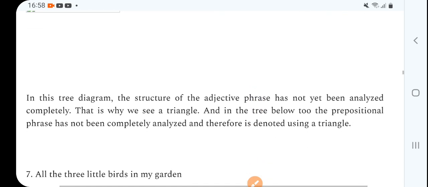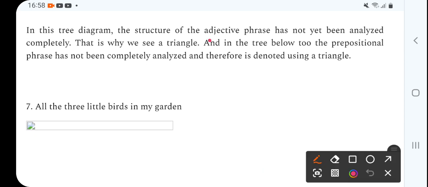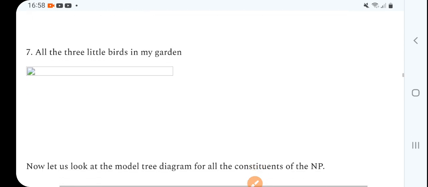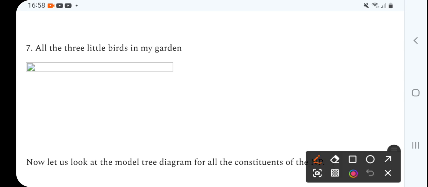The beautiful garden. In this tree diagram, the structure of the adjective beautiful, the adjective phrase, has not yet been analyzed completely. That is why we see a triangle. And in the tree below, the prepositional phrase has not been completely analyzed and therefore it is denoted in a triangle. Okay.